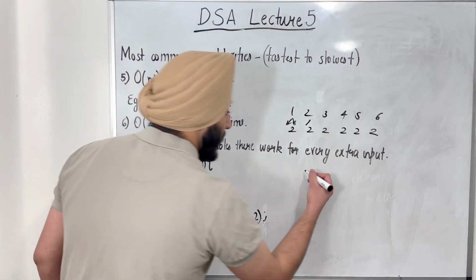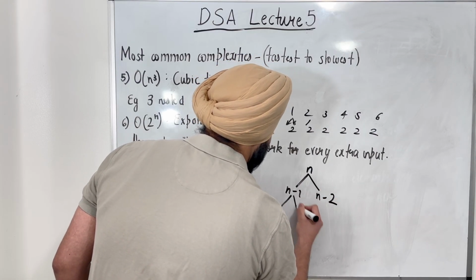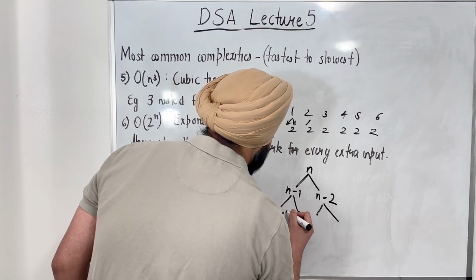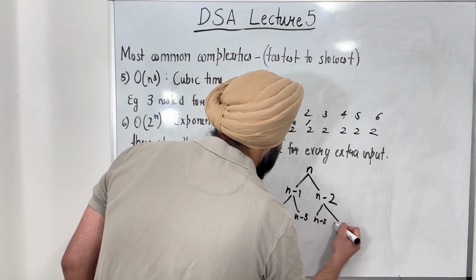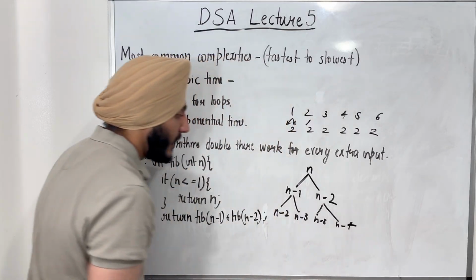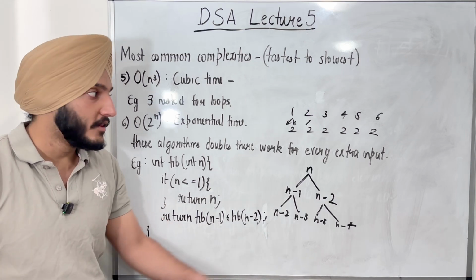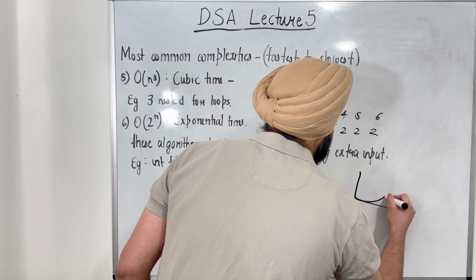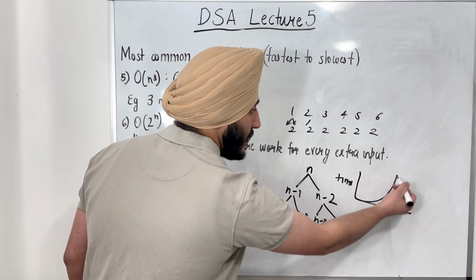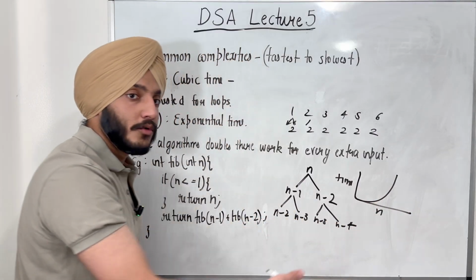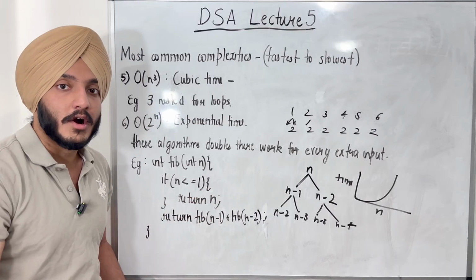So I start with n. It calls n minus 1, n minus 2. This leads to another call. This is going to be n minus 2, n minus 3, and then n minus 3, n minus 4. Right? This graph is growing exponentially, right? It's going exponentially in this way. So if I have time and I have n, as n increases, this leads to exponential growth in the graph. Right? So the basic point is that the algorithm is doubling its work for every extra input.